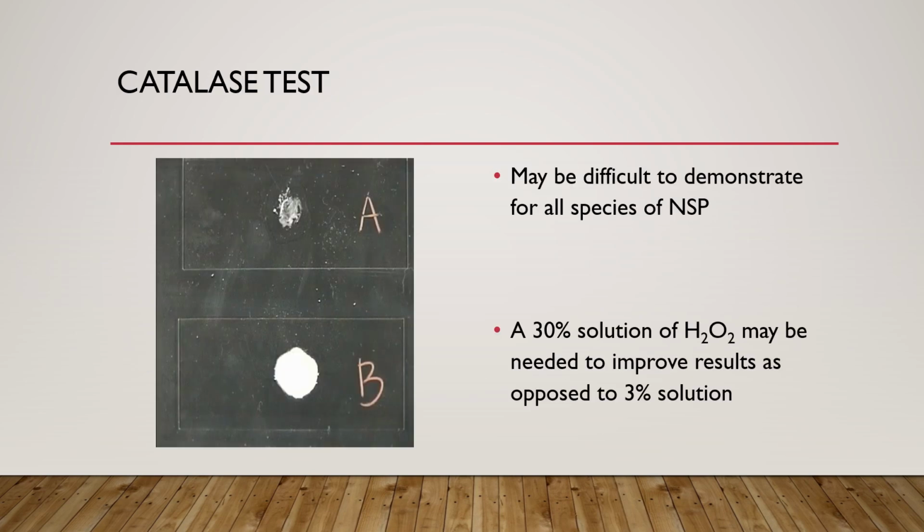Now, we talked about the catalase test when we talked about Staphylococcus way back in Unit 3. Staphylococcus are vigorously positive for the catalase test, where they bubble with a 3% H2O2 solution. Neisseria and Moraxella, on the other hand, may require a 30% solution of H2O2 in order to get accurate results. You can see the image on the left is a negative catalase test, and the image on the bottom left is a positive catalase test, where you have vigorous effervescence when mixing the solution with the organism.